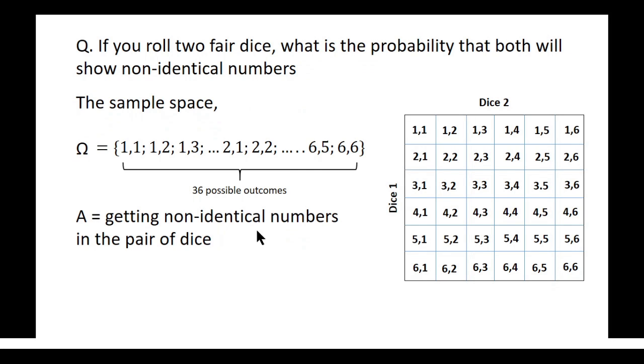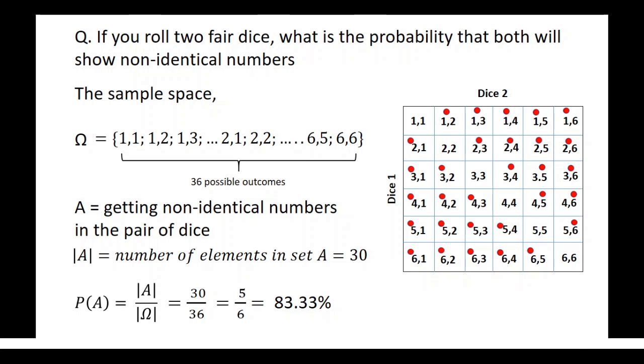The event in the problem statement is getting non-identical numbers in the two dice. Let this event be A. Now, what are the elements in the set A? They are the ones indicated by the red dots. Counting them gives the number of elements in the set A, that is 30. So, the probability of getting non-identical numbers is equal to P of A, which is mod A divided by mod omega, which is 30 divided by 36, or 5 over 6, which can be represented as 83.33%.